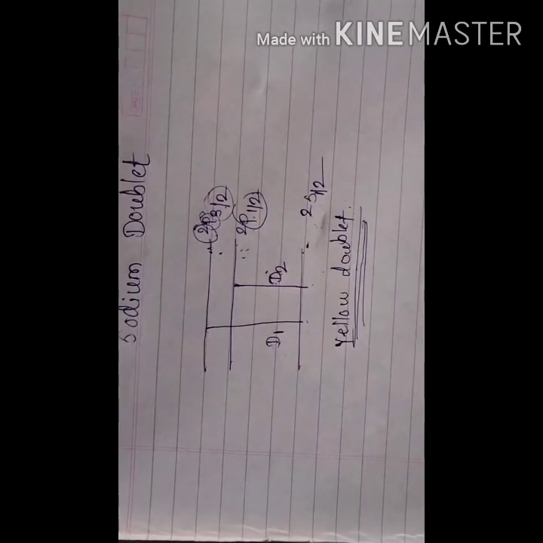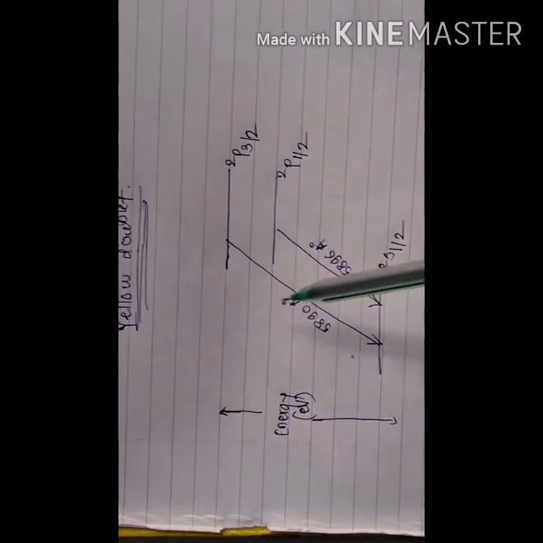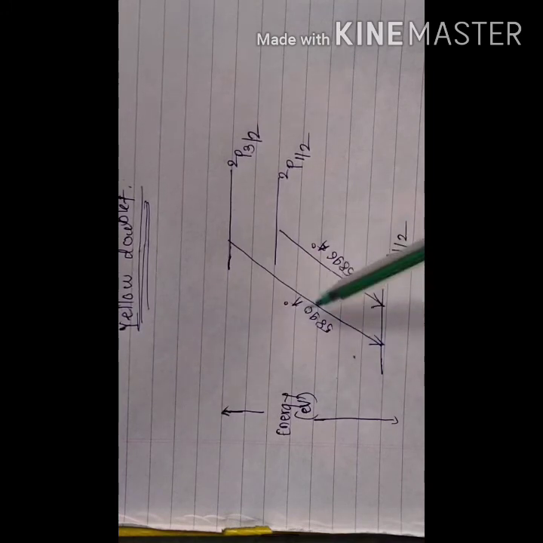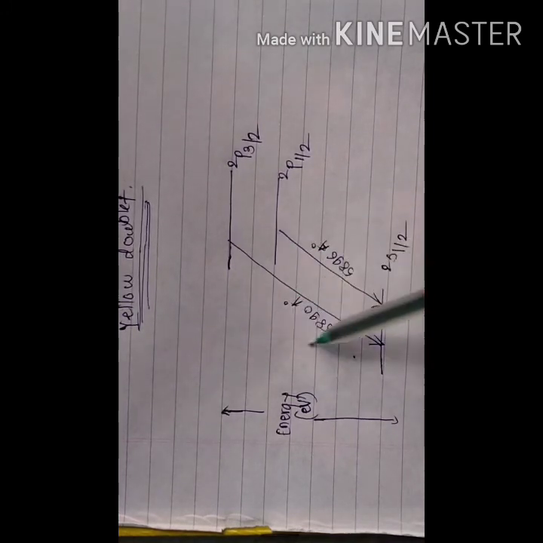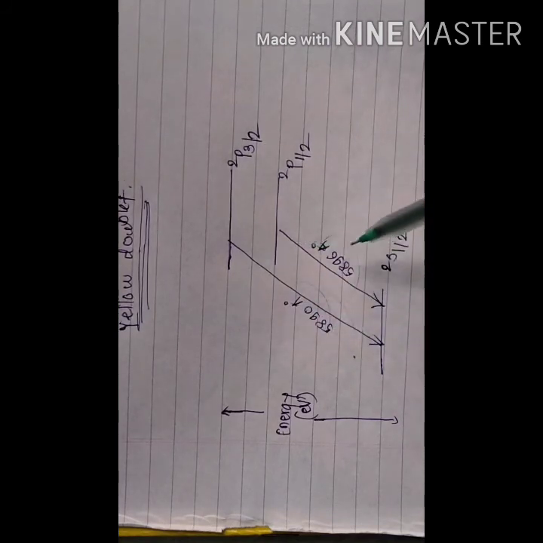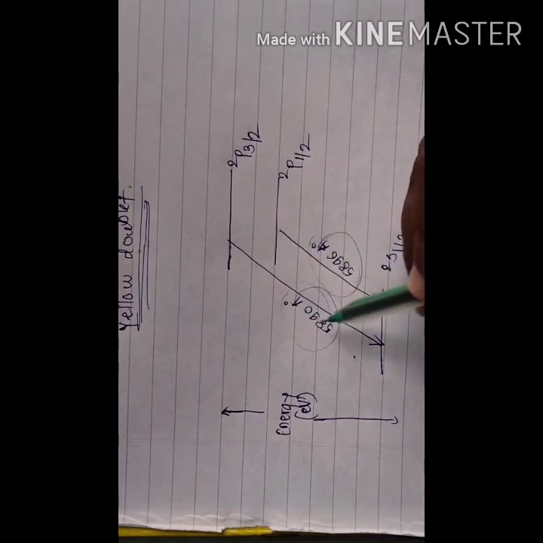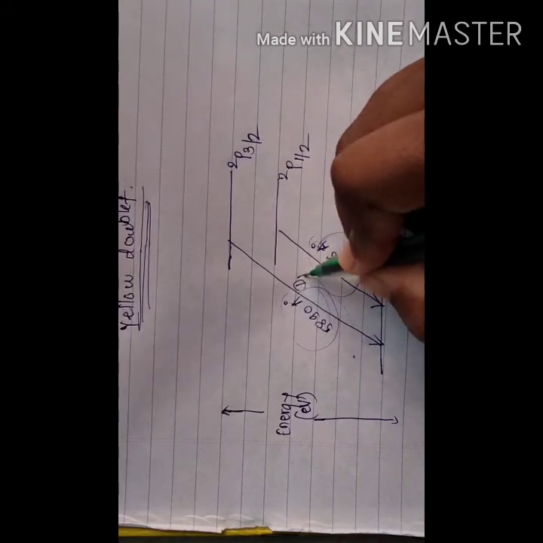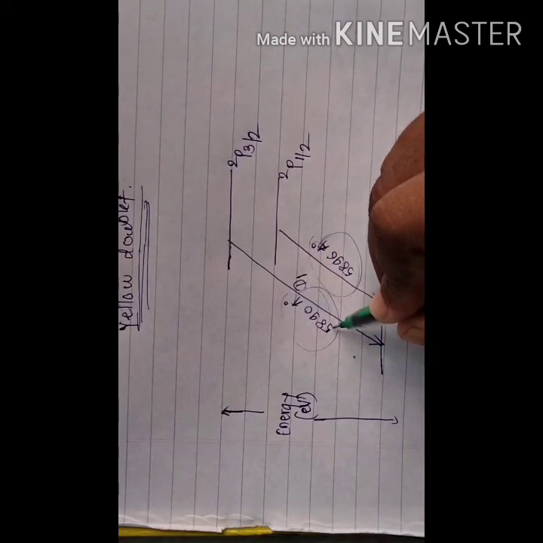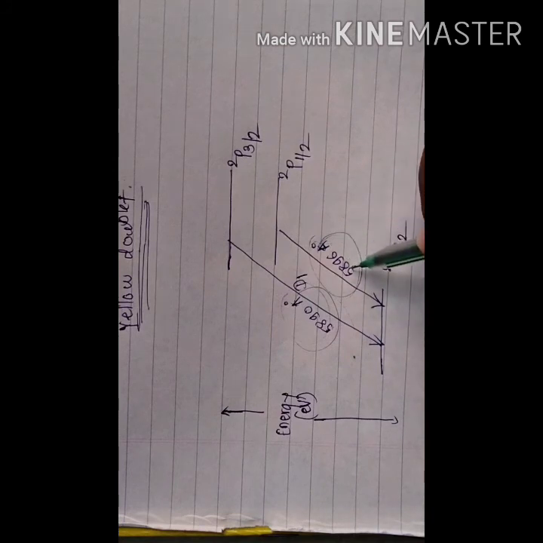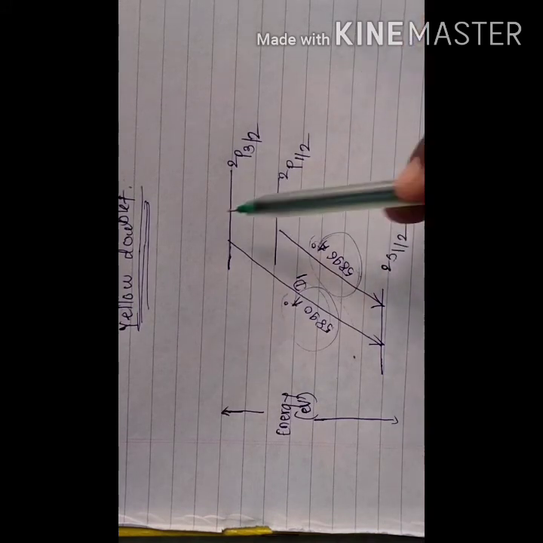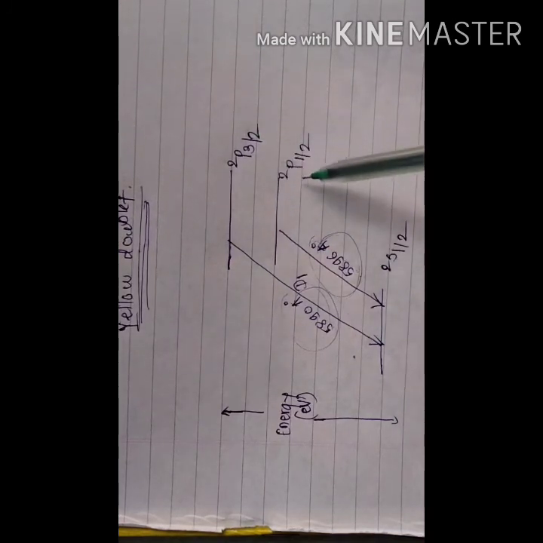These two yellow doublets give a wavelength of this much, and radiations of this frequency are emitted from the sodium source. So two types of radiation are emitted having different wavelengths. For D1, the first doublet, the wavelength is 5890 angstrom, and for the second doublet the radiation has wavelength 5896 angstrom. This is the transition from 2p3/2 to 2s1/2, and the second one is 2p1/2 to 2s1/2.